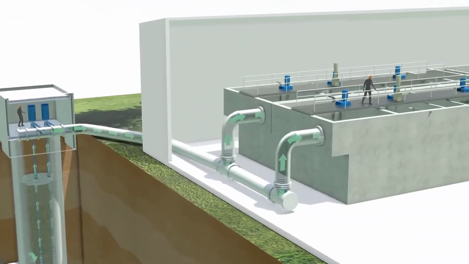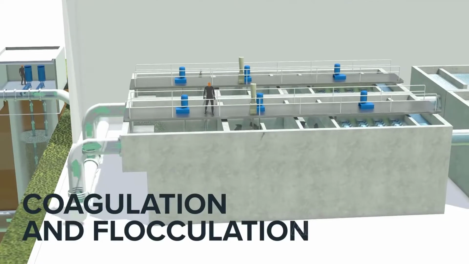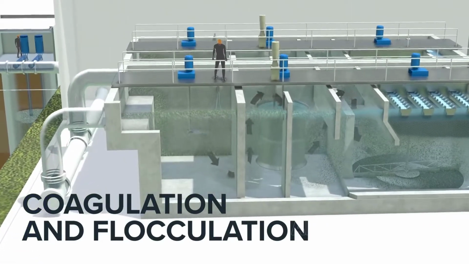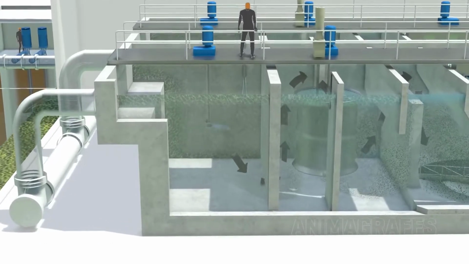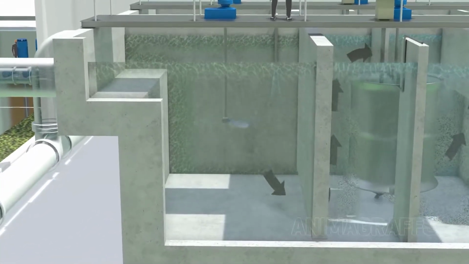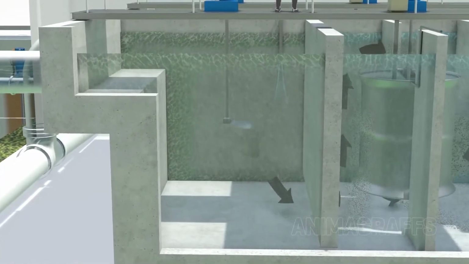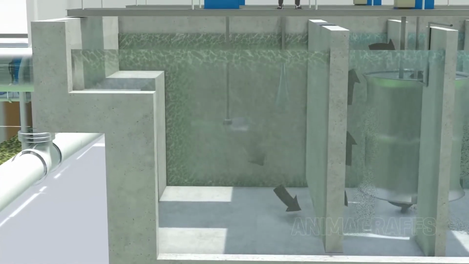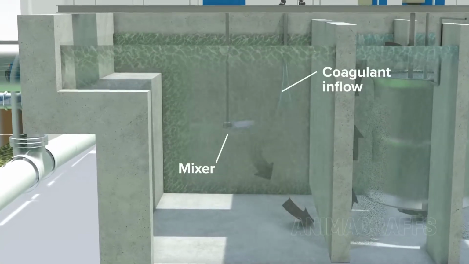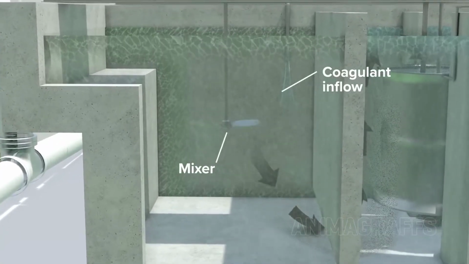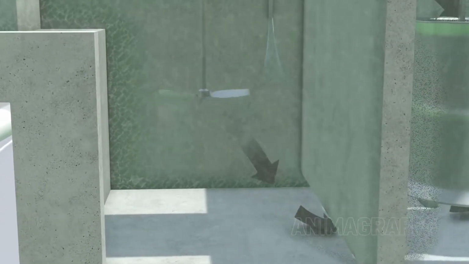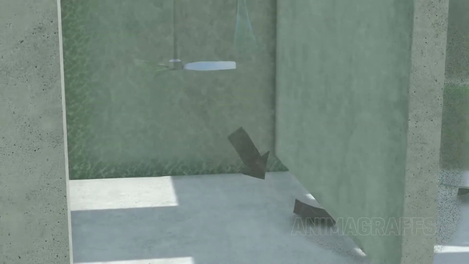The purification process starts with coagulation and flocculation. Particles suspended in water like clay, sand, and some larger organic particles such as algae have an inherent electric charge that causes them to repel each other. Coagulants are substances with opposite electric charge that neutralize these particles and encourage them to stick together into clumps called floc.